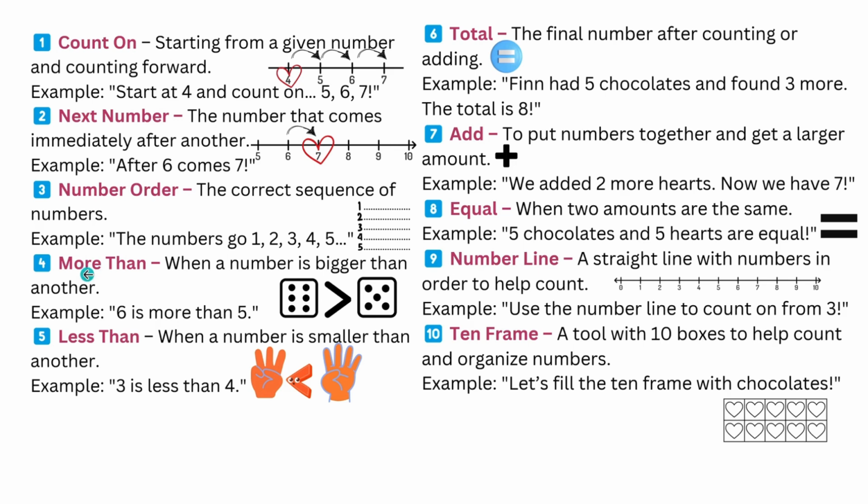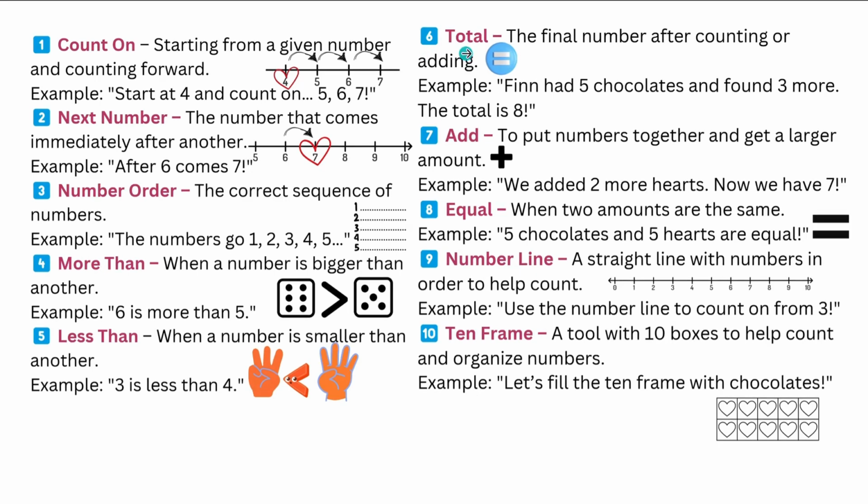The next term is more than. More than is when a number is bigger than another. So we can see here that 6 is more than 5, and this is a more than symbol. And the next term is less than, a number that is smaller than another number. So 3 fingers is less than 4 fingers.